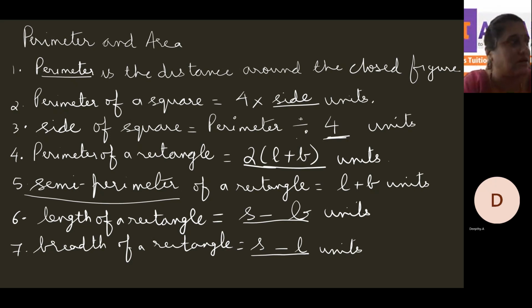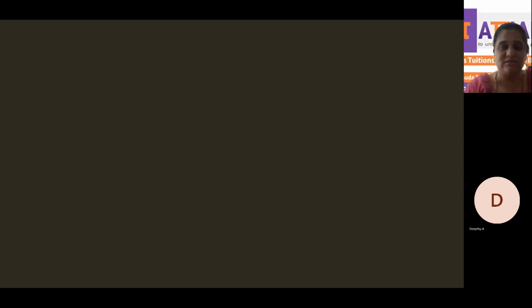Now coming to the perimeter of a rectangle, 2 into (L plus B) units. Now you need to know something called the semi-perimeter when it comes to a rectangle. What is semi-perimeter? Semi-perimeter is half of the perimeter. Okay, so now we'll just see the formula. I'll tell you why it is like that. Perimeter is 2 into (L plus B). So what will be half of that? Half means you should divide by 2, right?